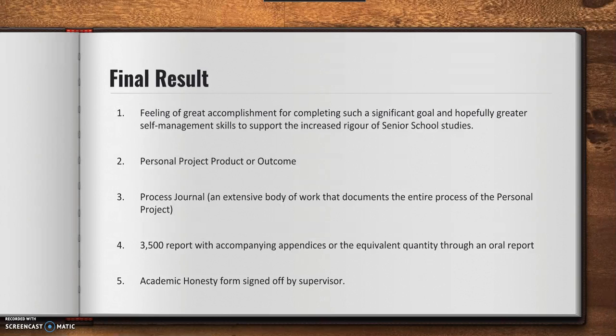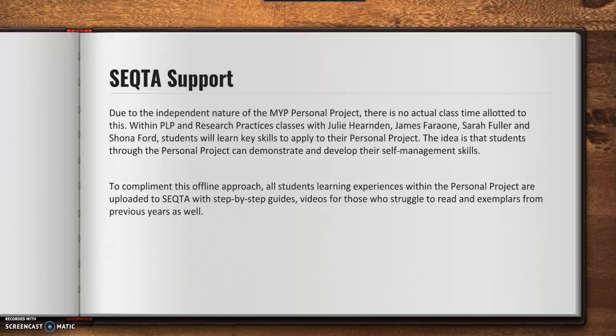They do need to have this with accompanying appendices that draw extracts from their process journal as evidence for what they are saying they have completed in their actual report. And obviously, as a supervisor, you need to sign off an academic honesty form, making sure that yes, this is actually their work, yes, they have used the correct referencing techniques and bibliography, and yes, this is an effective project.